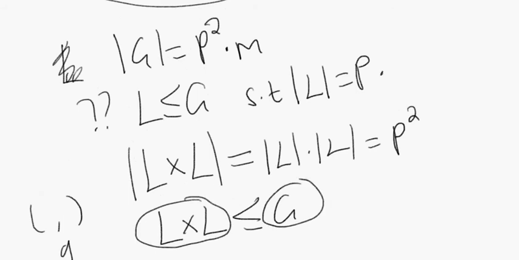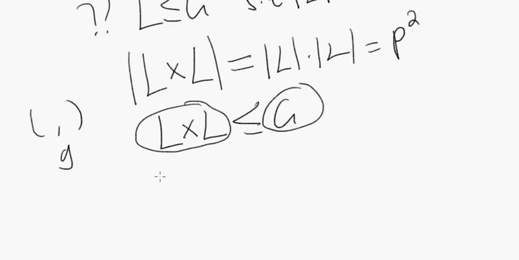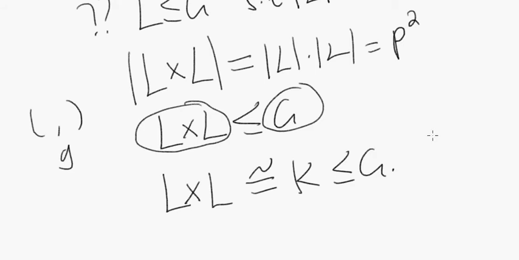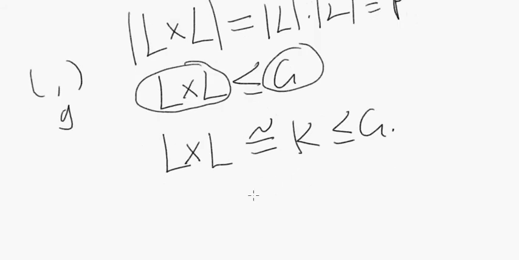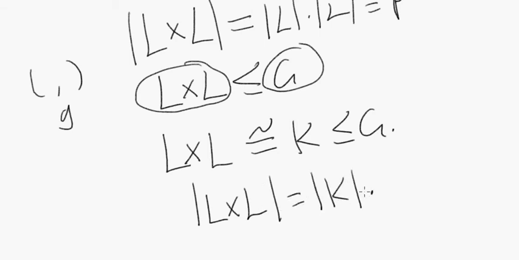But perhaps we can say the following: while L cross L is not necessarily a subgroup of G, perhaps L cross L is isomorphic to some K, which is a subgroup of G. Now notice that if we can establish that L cross L is isomorphic to some subgroup of G, then won't we be saying that the order of L cross L equals the order of K?